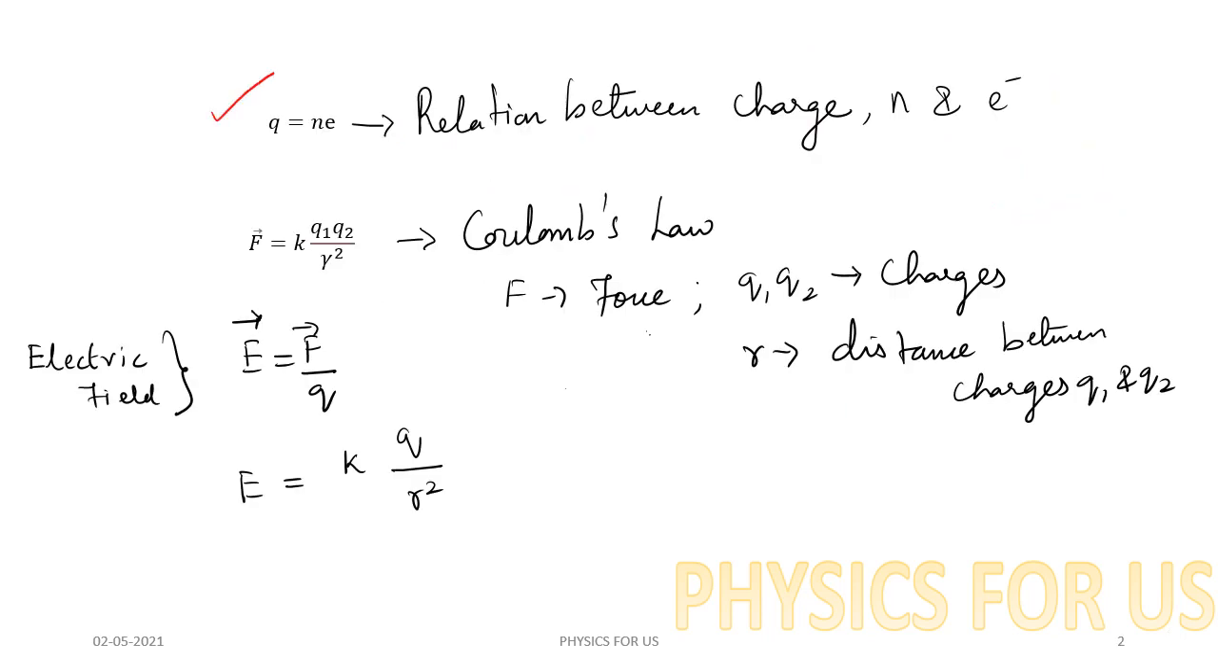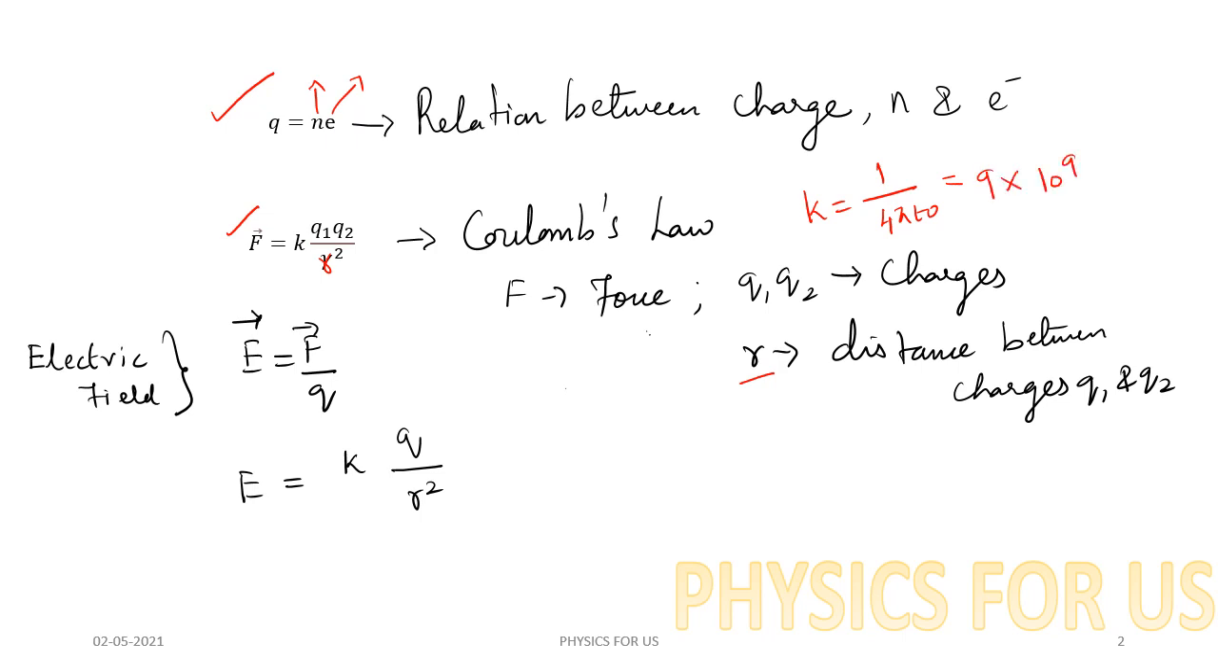q is equal to Ne. Here q is the charge, e is the charge of an electron, and N is the number of particles. F is a force, which is Coulomb's law: F is equal to k q1 q2 by r square, where q1 and q2 are the charges and r is the distance between the two charges. k is a constant, k is equal to 1 by 4 pi epsilon naught, which we can replace by the value 9 into 10 power 9.